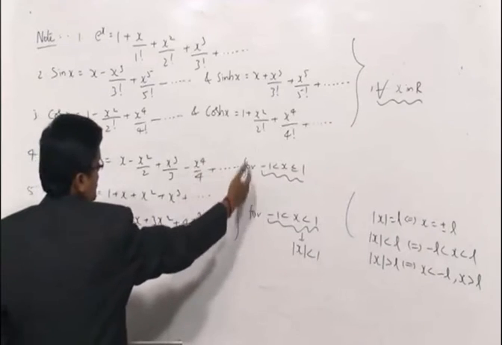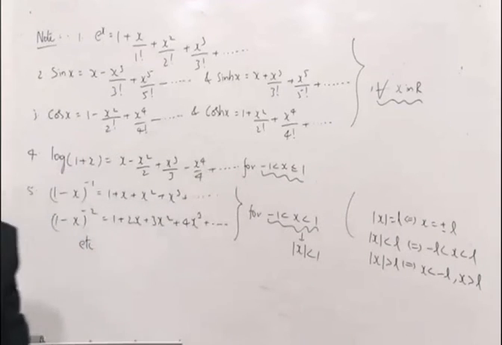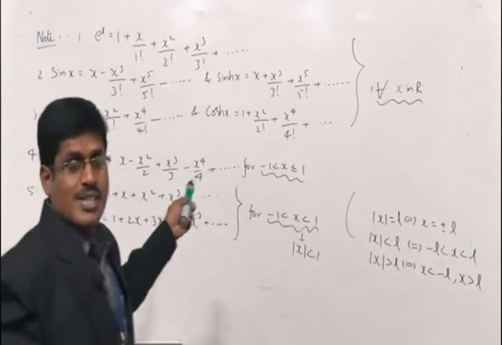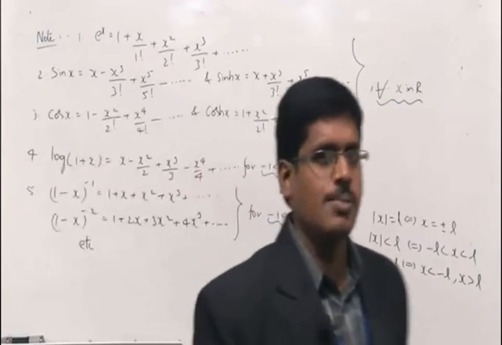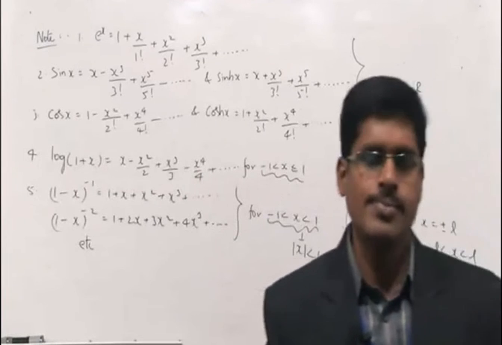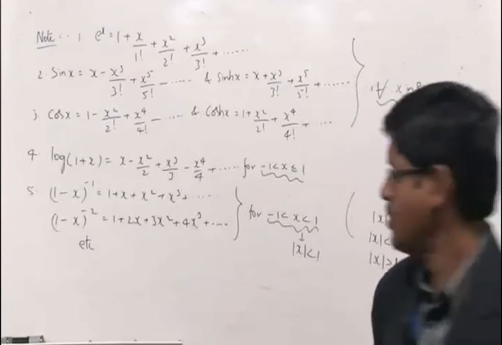For every expansion, I have given some x values, which is called the region of convergence. The values of x where the series converges are called the region of convergence. Please remember, sometimes the questions ask you to find the ROC, the region of convergence, for the given series.